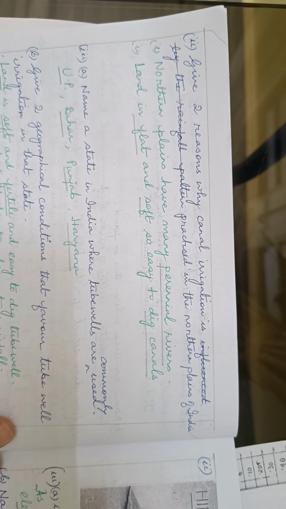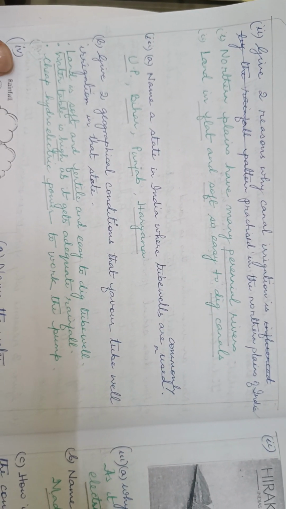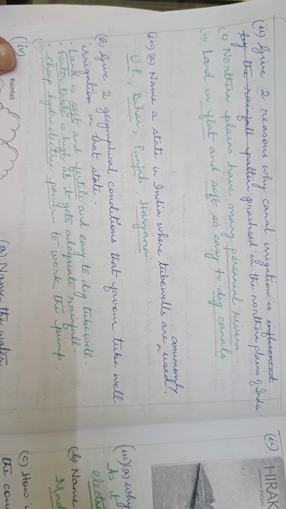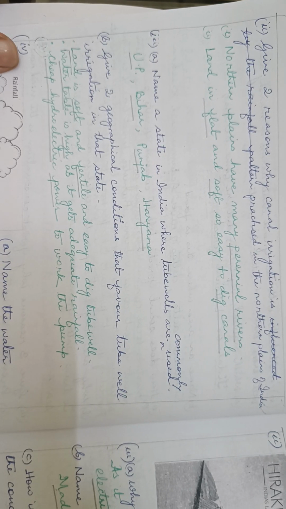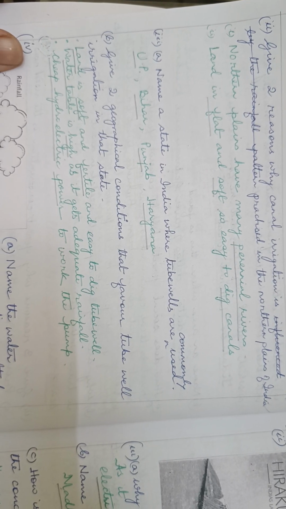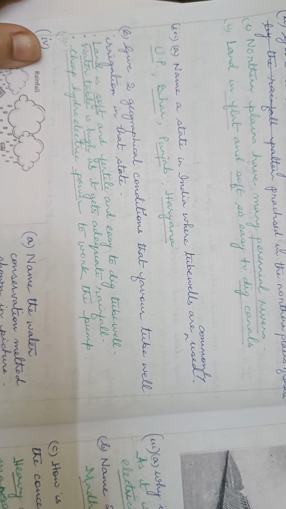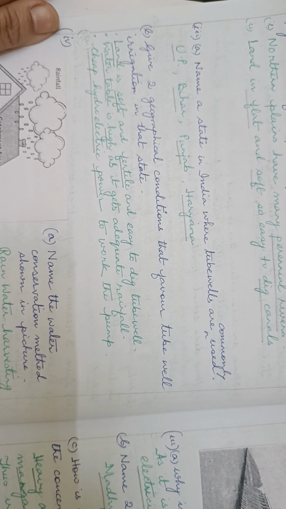The 2 reasons why canal irrigation is practiced in northern plains of India: 1, northern plains have many perennial rivers, and second, land is flat and soft, so easy to dig canals. State in India where tube wells are commonly used, you can write Uttar Pradesh, Bihar, Punjab or Haryana.